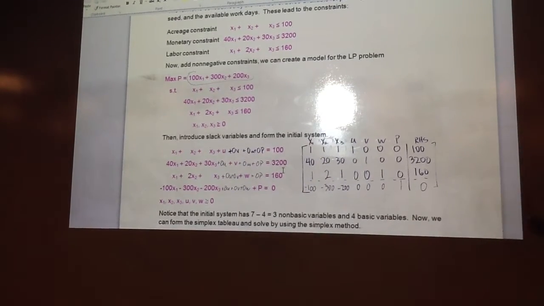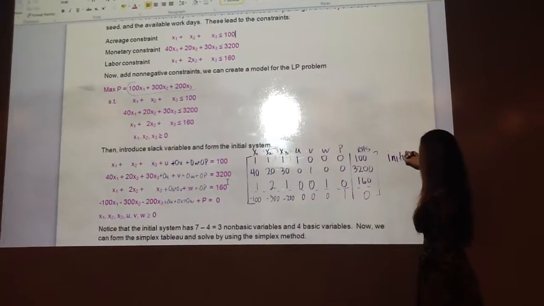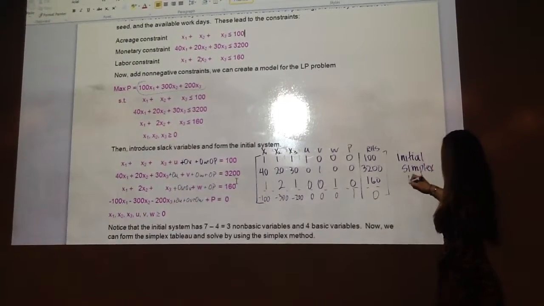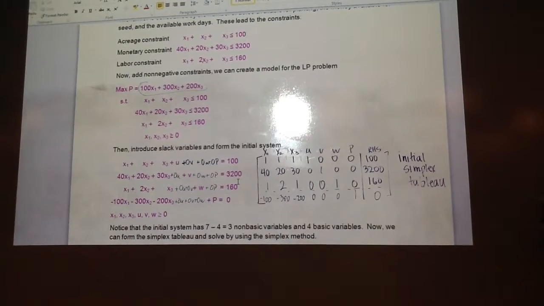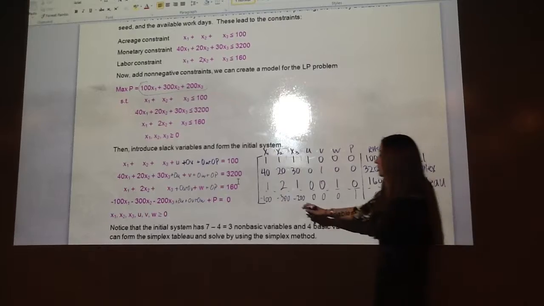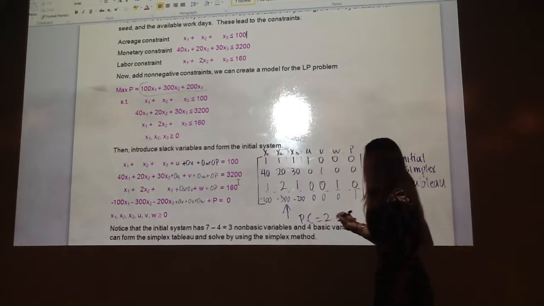Okay, so here's our initial simplex tableau. Do we have any negatives in the bottom row? Okay, so that means we're not at the answer yet. What is the most negative value? Negative 300. So that identifies our pivot column as column 2.